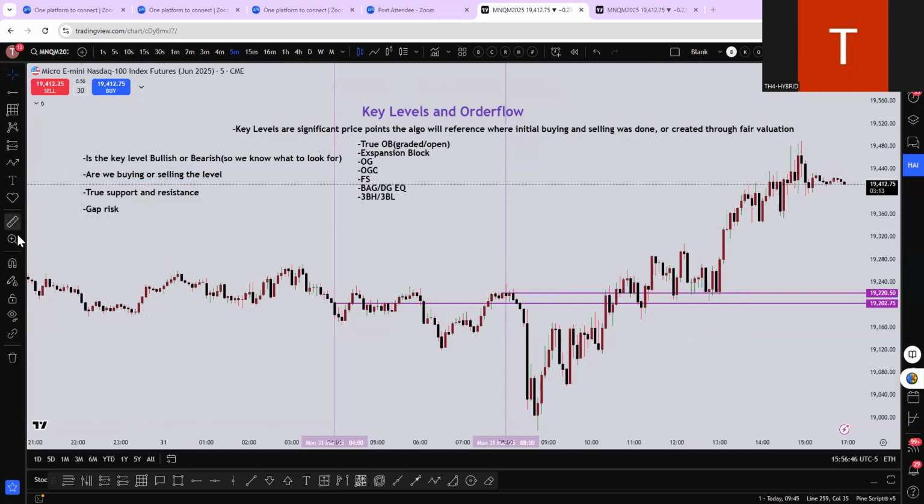So that goes into, are we buying or selling the level? That's what true support and resistance is, coming from algorithmic key levels and how we're trading there. The only time we don't expect us to go back to a key level is when we have a gap. It's called gap risk. So this key level we're going to go over in a minute.